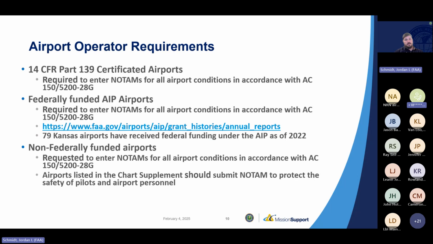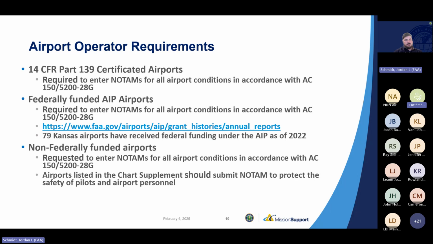Also, federally funded airports. So if they're part of the Airport Improvement Program, the federal program, they are also required to follow that AC and issue NOTAMs. I just did a quick search. I pulled up some history for the AIP in 2022 and saw that there were 79 airports in Kansas that were receiving federal funds. So 79 airports, they should be following procedures and issuing NOTAMs on their airport conditions.